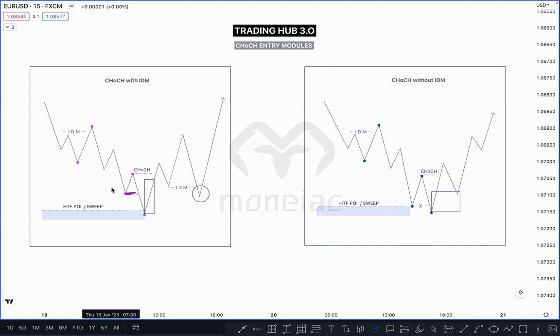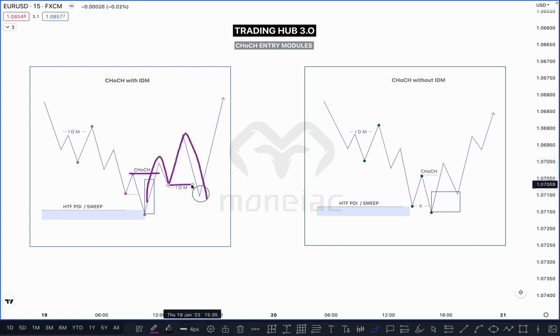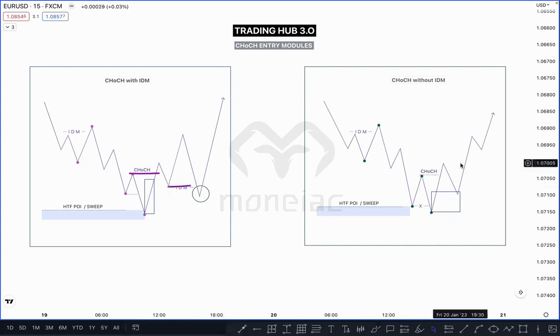Okay, so the same scenario will be applicable here. The change of character is here, and you wait for inducement, and then you can take the entry here after taking out the inducement. First entry: if there is any unmitigated order block, then you can enter here. If everything is mitigated here, you can simply buy here after taking out the inducement as per your single candle mitigation entry, which is already covered in a previous chapter, and a few more examples will be covered in the next diagram.